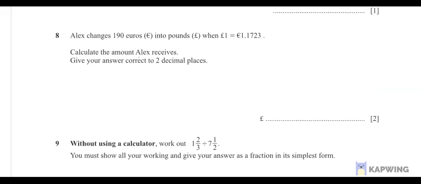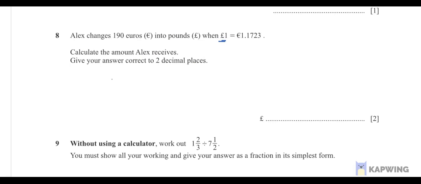Next, question number 8. Alex changes 190 euros into pounds when 1 pound is equal to 1.1723 euros. This is symbol for euro, this is symbol for dollars. Calculate the amount Alex receives. Give your answer correct to 2 decimal places.